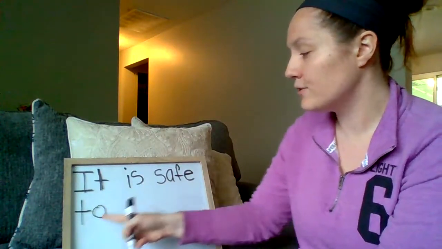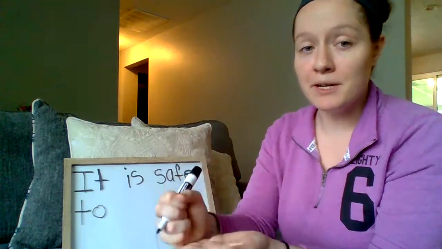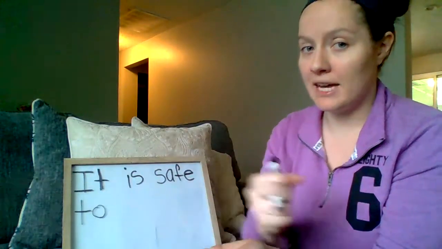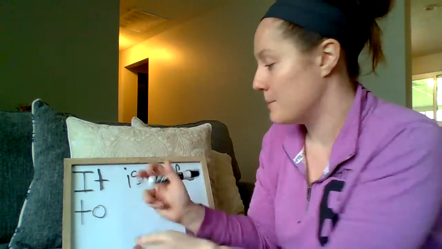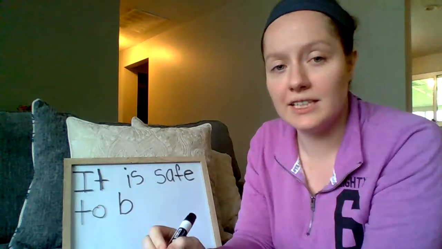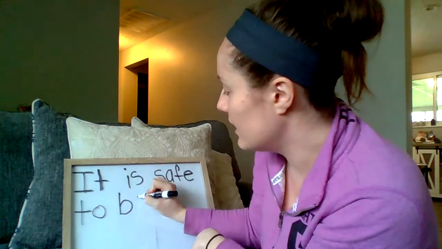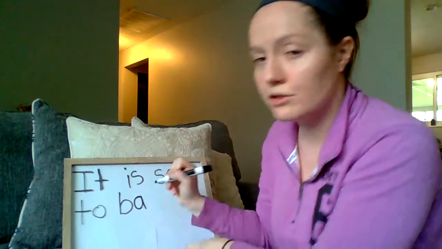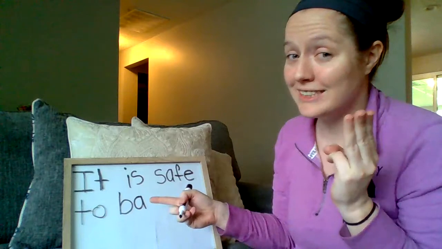It is safe to bake, pound it out, bake, B-A-K, bake. First sound is B, letter is B. Next sound is A, letter is A. Think in your head, long or short. B-A-K. 3 ways to say the sound.